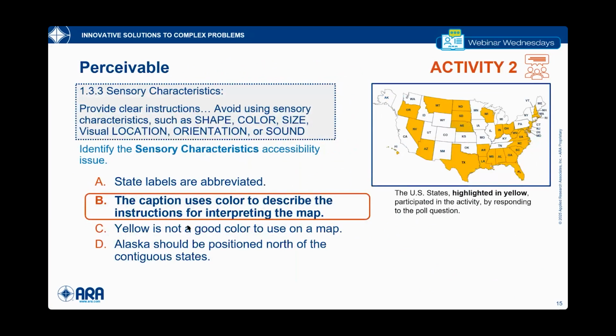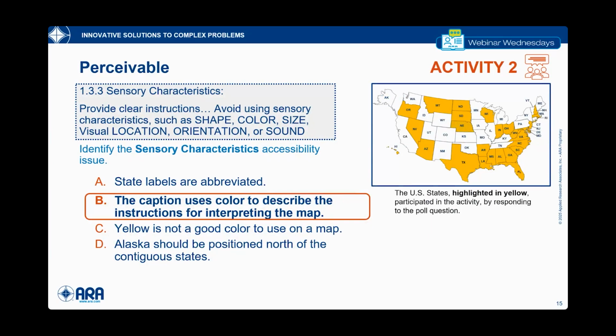On slide 17, on the US map with color. Oh, sorry, slide 15. I apologize. You mentioned you can't use color in the description. So what is the best way to address the 508 issue for sensory characteristics in this example?